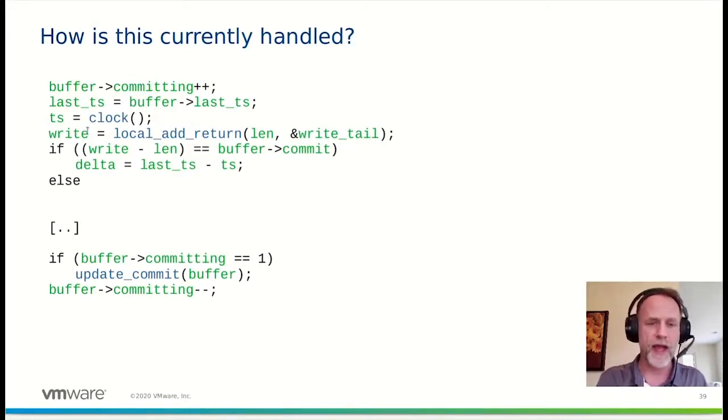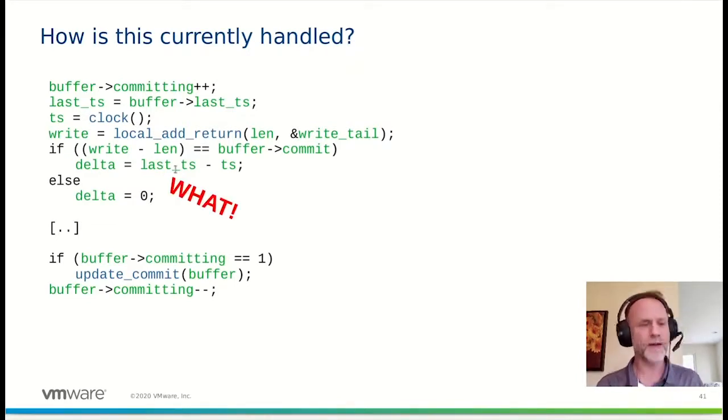But then after that, I record the last timestamp, which is the event that I want. I take my clock, and then I allocate space on my buffer page. I subtract the length of the event from the write to get the start of the event. And if that equals the buffer commit, the commit that we only update at the end, that means that I know that this event wasn't interrupted, so that I could use the delta. I know that what I read, this last timestamp, was from the last event in the buffer because I added the commit, and from here, it matches. But what happens if it doesn't match? What do I do? I set the delta equals zero.